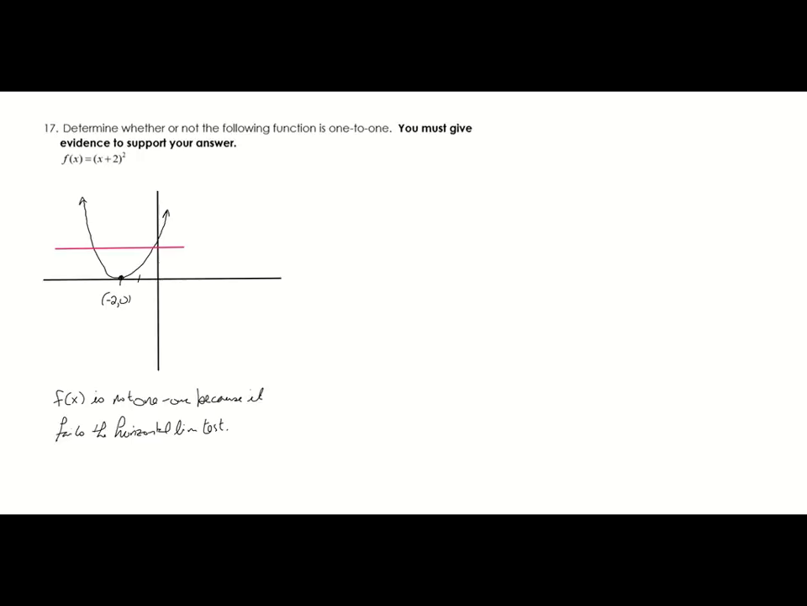The other way to approach this problem is algebraically. In that case, we need to show that 2 different values of x can give us back the same value of y. So let's take a look at f of a. F of a would be (a plus 2) squared. And let's look at f of b. F of b would be (b plus 2) squared. Now we're going to make the claim that f of a is equivalent to f of b. That gives us (a plus 2) squared equals (b plus 2) squared.